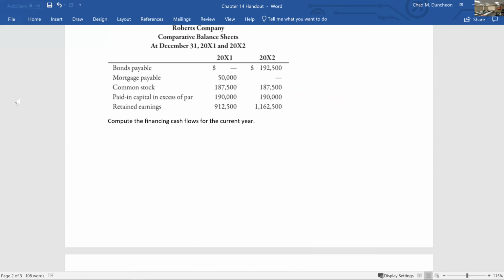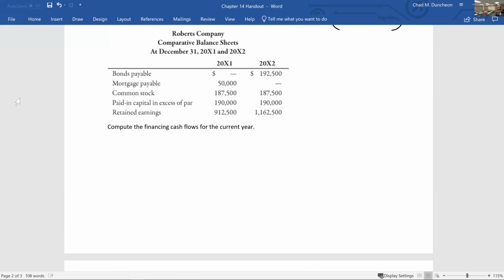All right, now on to the last part here. Now we're doing the financing section. So we have to look at our financing options. Our bonds payable went from having 0 to 192,500. How do we get a bonds payable? That is because we received cash and now we owe that money, right? So we will have cash received from bond issuance of 192,500.